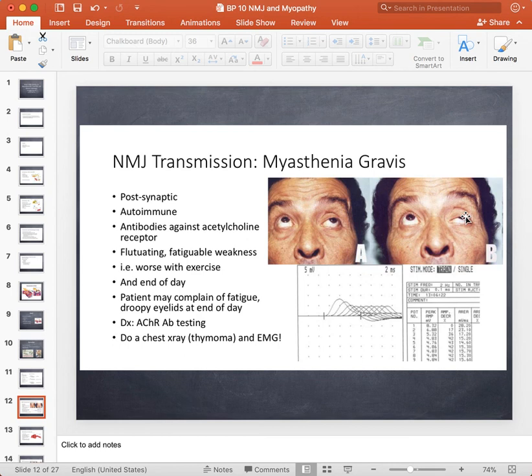Diagnosis is acetylcholine receptor antibody testing, and you always are going to want to do a chest x-ray because there's a high association of this disorder with thymoma, and you'll also do an EMG, which Dr. Sid described.